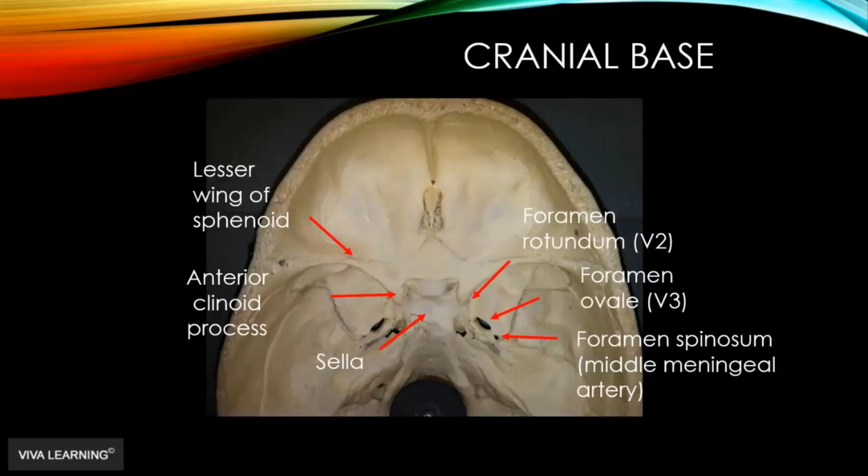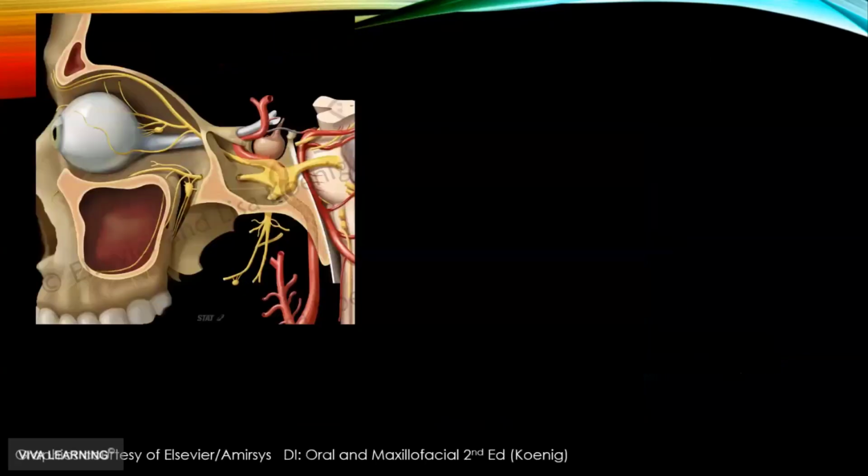This is us looking down at the skull base now, as if we were the brain sitting in the skull. And then you see foramen spinosum. You see the lesser wing of the sphenoid, the anterior clinoid process, and the sella. Obviously, the anterior clinoid process and the sella, which is where the pituitary gland lives, are very important landmarks for cephalometric analysis and orthodontists.